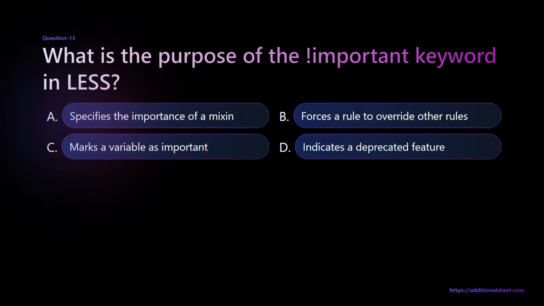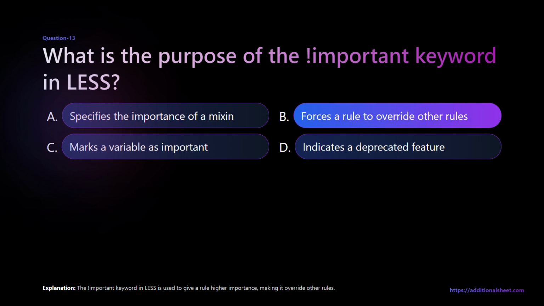What is the purpose of the important keyword in LESS? Option A, specifies the importance of a mixin. Option B, forces a rule to override other rules. Option C, marks a variable as important. Option D, indicates a deprecated feature. The correct answer is option B, forces a rule to override other rules.